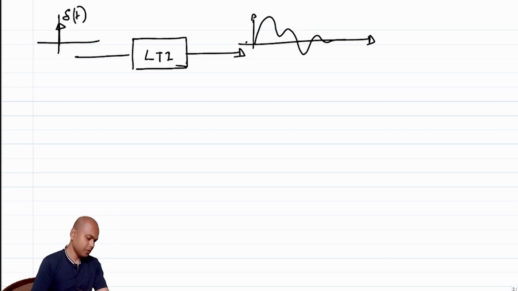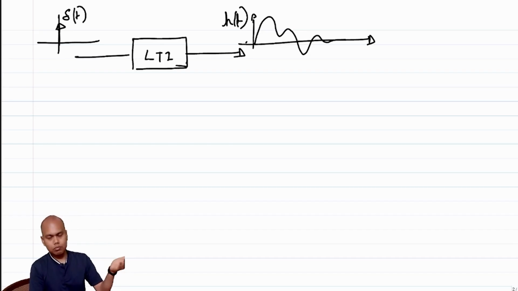Some arbitrary shape, and let's call this shape h of t, right? This becomes a definition of a system per se, right? So if I apply delta t, what will the output look like? So now the question is, why do we bother about the delta Dirac function?